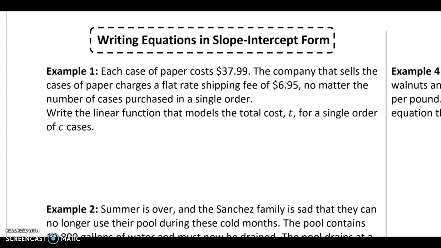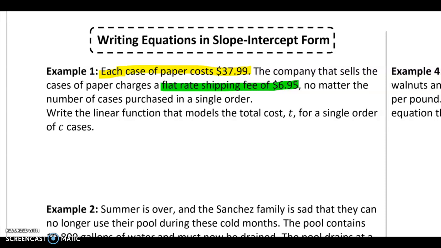So let's see. Each, that's important. Each case of paper costs $37.99. The company that sells the cases of paper charges a flat rate, ooh, that's important, flat rate shipping fee of $6.95, no matter the number of cases you purchase. Write the linear function that models the total cost T for a single order of C cases.